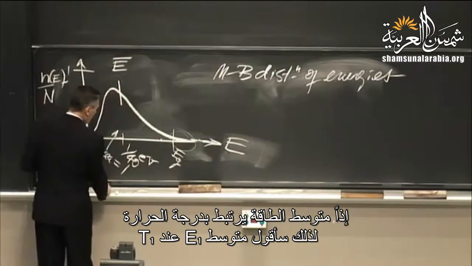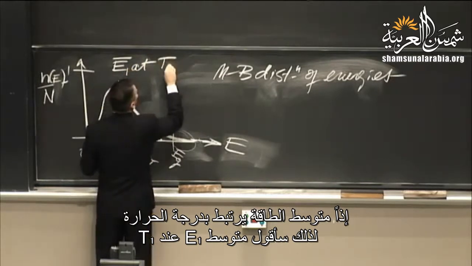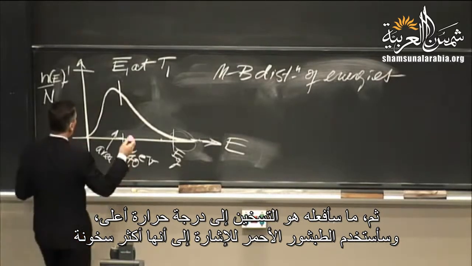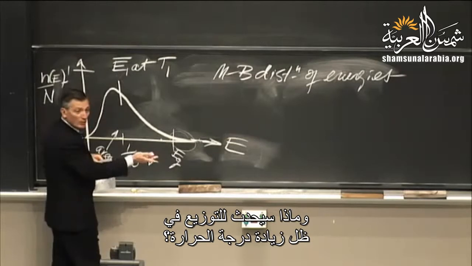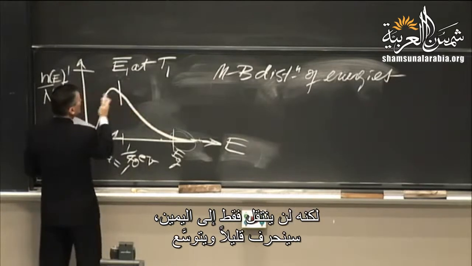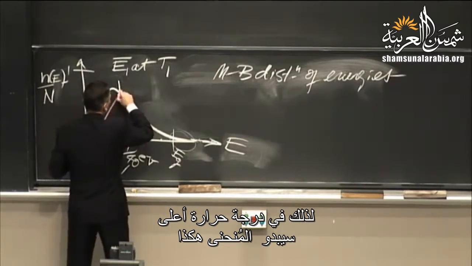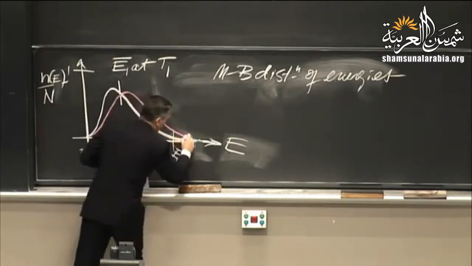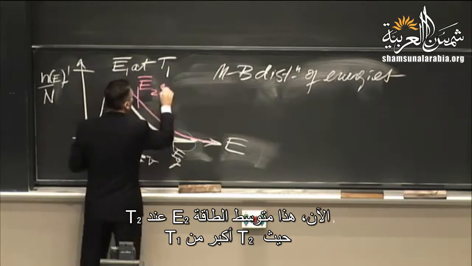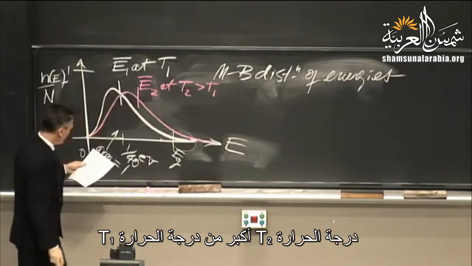So E average is related to temperature. So I'll say E average 1 at T1. And then what I'm going to do is heat this to a higher temperature. So I'm going to use red chalk to indicate it's hotter. And what happens to the distribution under increase in temperature? Well, the average better move to the right. And that's what happens. But it doesn't just move to the right. It skews a little bit and broadens. So in point of fact, at a higher temperature, it looks like this. Okay, so this is now E average 2 at T2, where T2 is greater than T1.